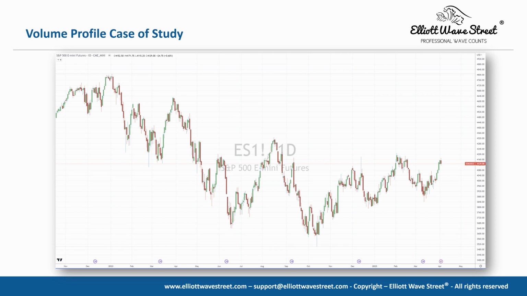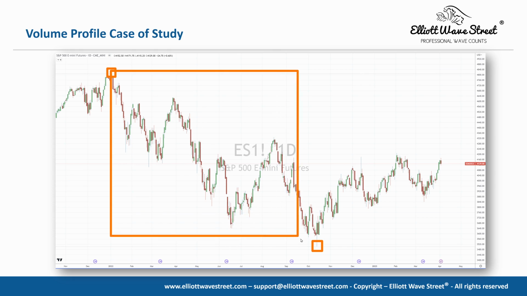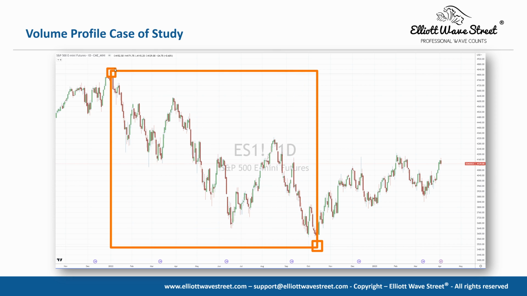This is the S&P, a blank chart. What I'm going to do here is add a volume profile tool starting from here to here. So I'm going to add the study to the whole leg down on the S&P.